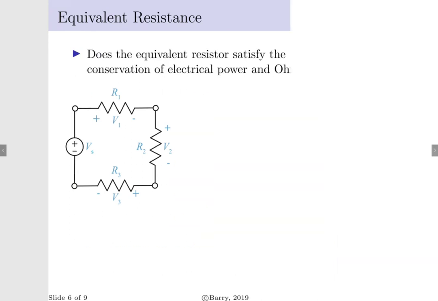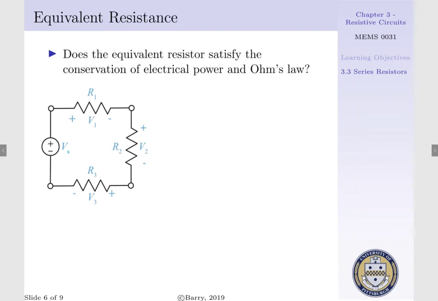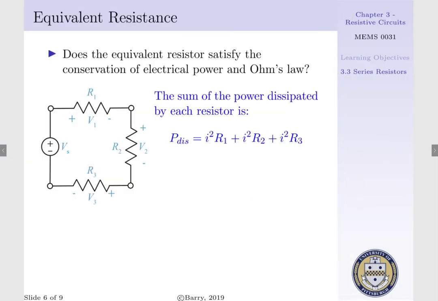To verify that we have the correct formulation, we want to see that our equivalent resistance satisfies the conservation of electrical power and Ohm's law. If we go back to the original circuit, we can express the power dissipated by each resistor as the current flowing through it squared times its resistance. That is, our power dissipated would be the power dissipated by resistor 1 plus the power dissipated by resistor 2 plus the power dissipated by resistor 3. Or this is equal to I squared R1 plus I squared R2 plus I squared R3.